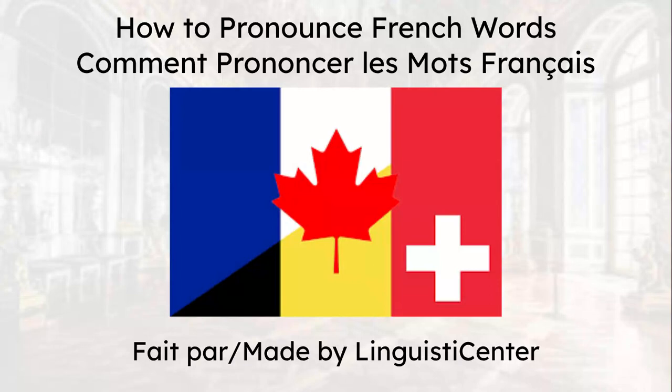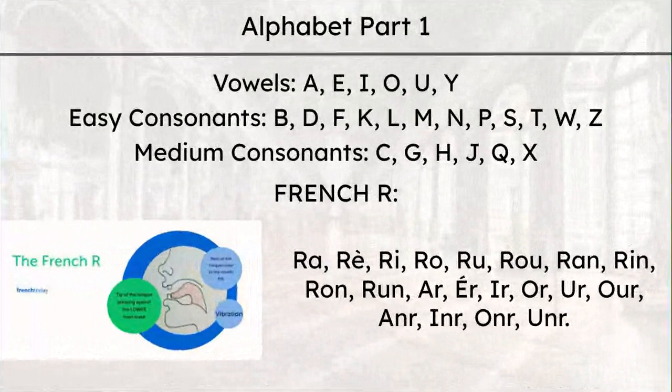We will learn each letter, nasal sounds, letter combinations, silent letters, and the liaison. Additionally, I will give you all some examples. Allons-y. Let's start with the vowels.